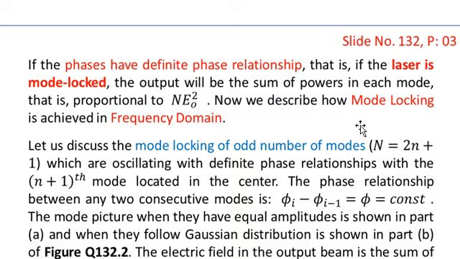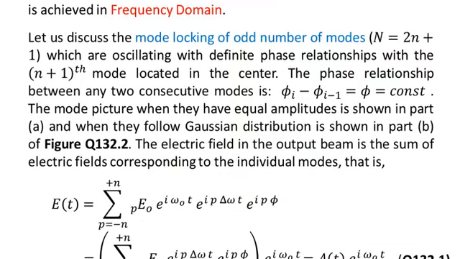Now let's discuss mode locking. Now we describe how mode locking is achieved in the frequency domain. Let us discuss the mode locking of an odd number of modes. For example, capital N is equal to 2n plus 1. That is, in the cavity we have 2n plus 1 modes.